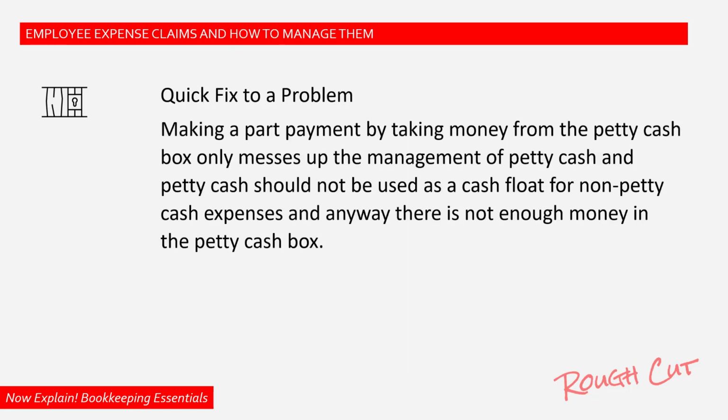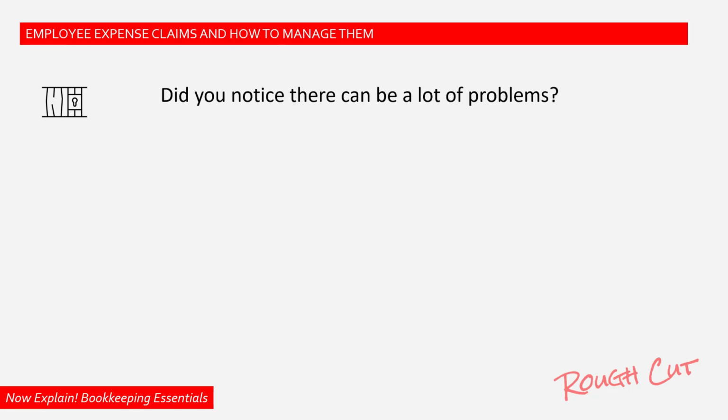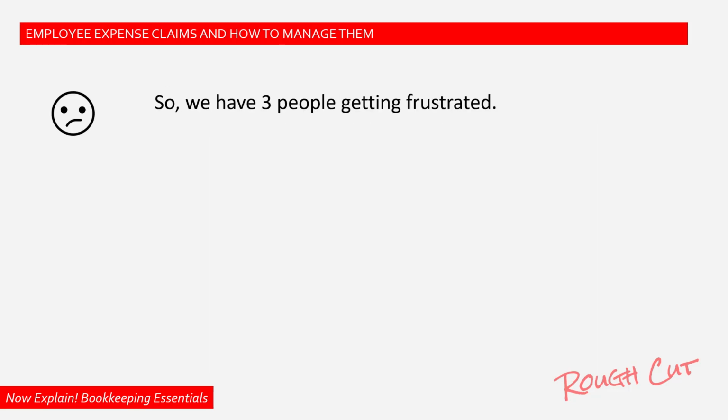Quick fix to a problem. Making a part payment by taking money from the petty cash box only messes up the management of petty cash, and petty cash should not be used as a cash float for non-petty cash expenses. And anyway, there's not enough money in the petty cash box. Did you notice there can be a lot of problems?